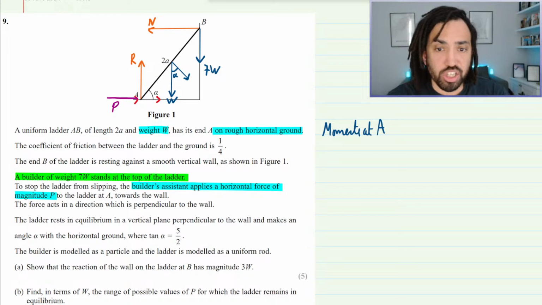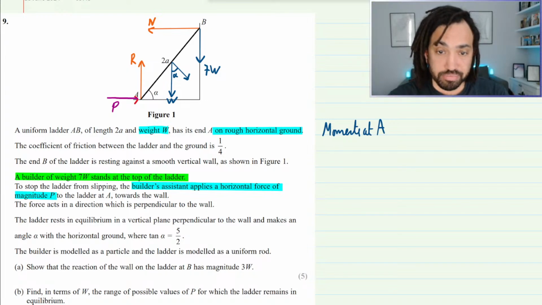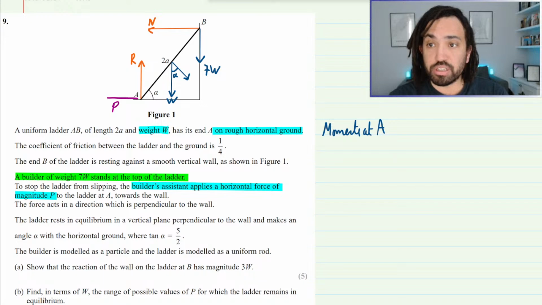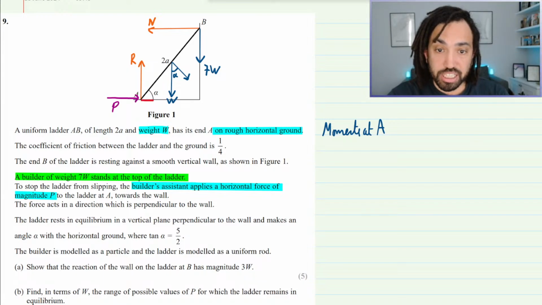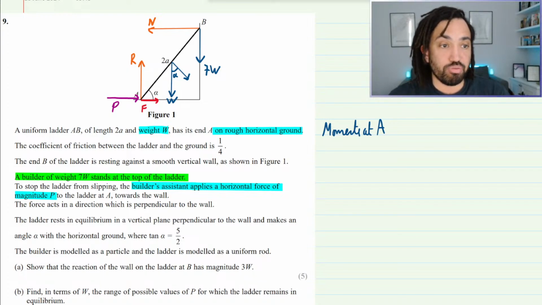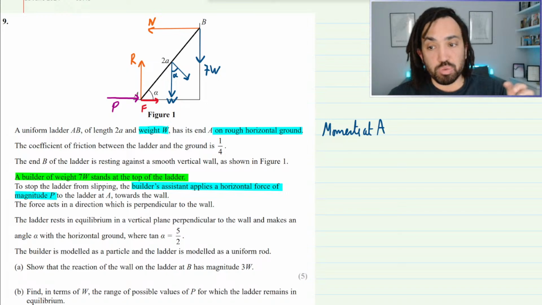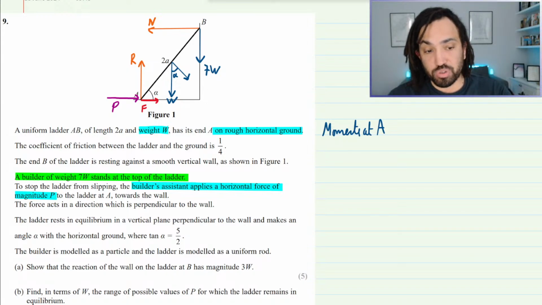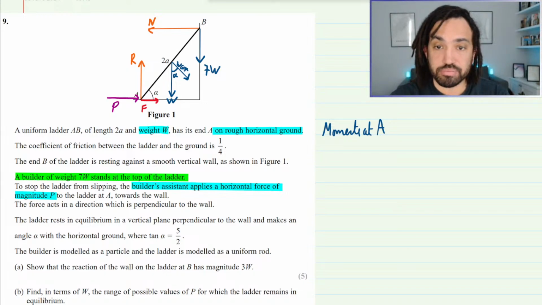Someone says, wouldn't friction oppose P? To be honest, I don't actually know which way friction is going yet. And if you don't know, that's fine. You can still put it on going in a particular direction. It just means that you might calculate it and it'd be negative, and then you realise actually it's going the other way. But it doesn't matter because we're doing moments at A, so the frictional force is going to get completely wiped out. And yes, that one is W cos alpha.